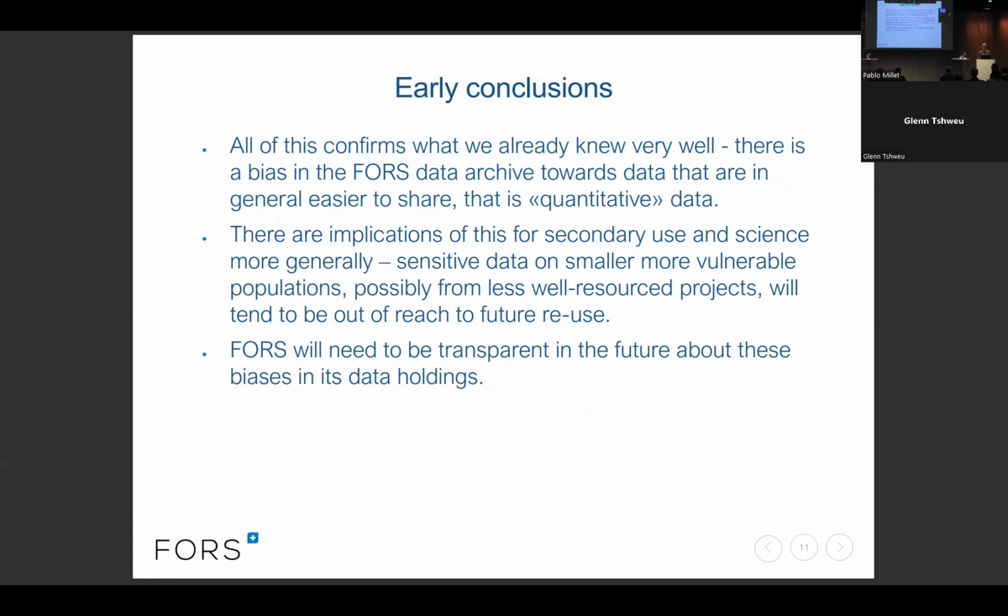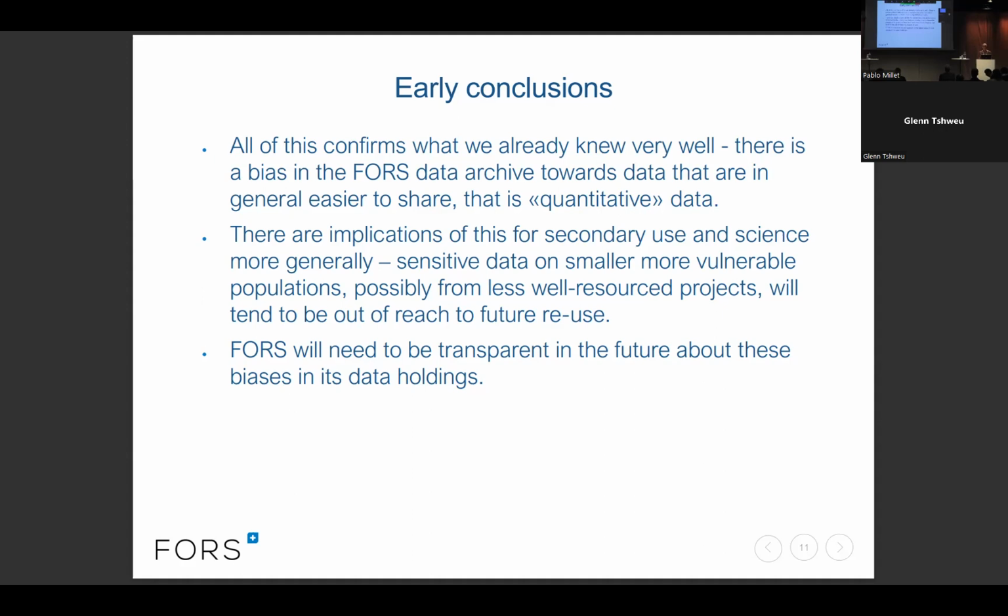early conclusions. All of this confirms what is probably not surprising to most of you, that there's a bias in the FORCE Data Archive. It might be that there's a bias in others, and that basically data which are easier to share for one reason or another are in our archive, and that means quantitative data. So we have almost all quantitative data with some qualitative.